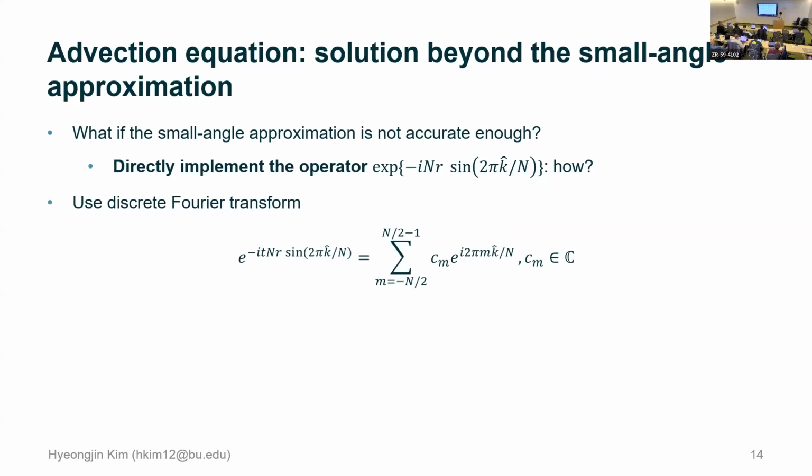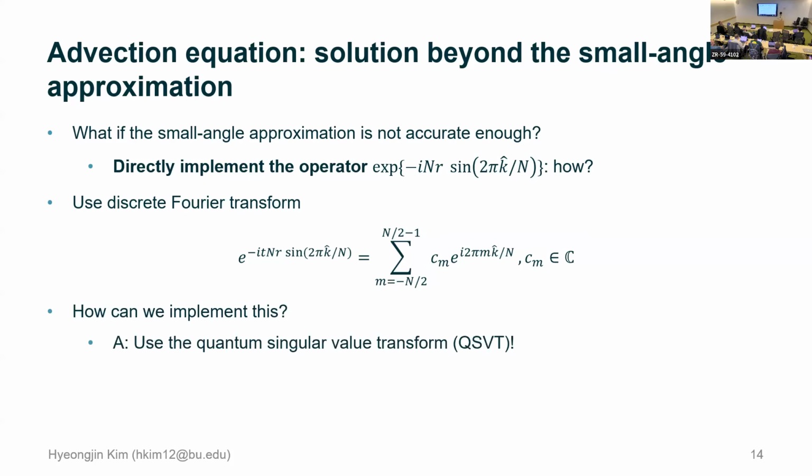So this feels kind of weird. Why do we do this? It feels like we haven't actually done anything, but thankfully we can implement this using the quantum singular value transform. That's the QSVT, the main part of the title here.